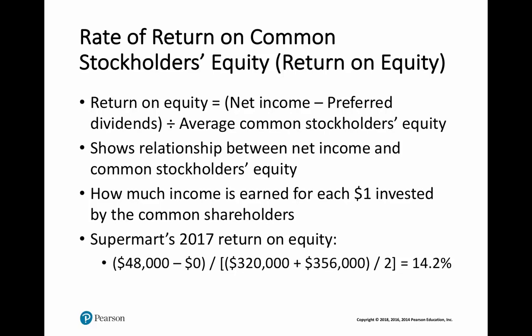So for our supermarts, we had no preferred dividends. So it's just our 48,000 divided by our average common stockholders' equity. So it's 320 plus 356, divided by 2. So that's about a 14.2%. So for every dollar that the common stockholders invest in the business for this time period, about 14 cents is returned to them in the form of net income.